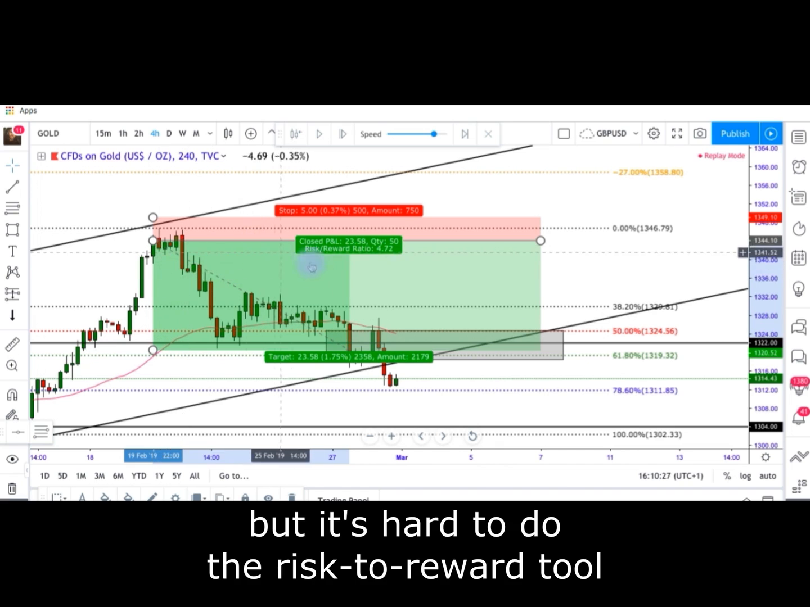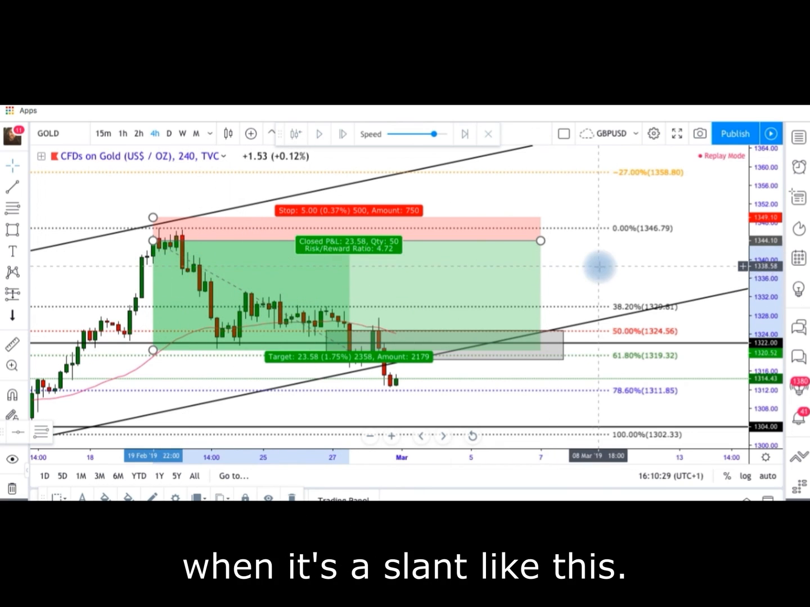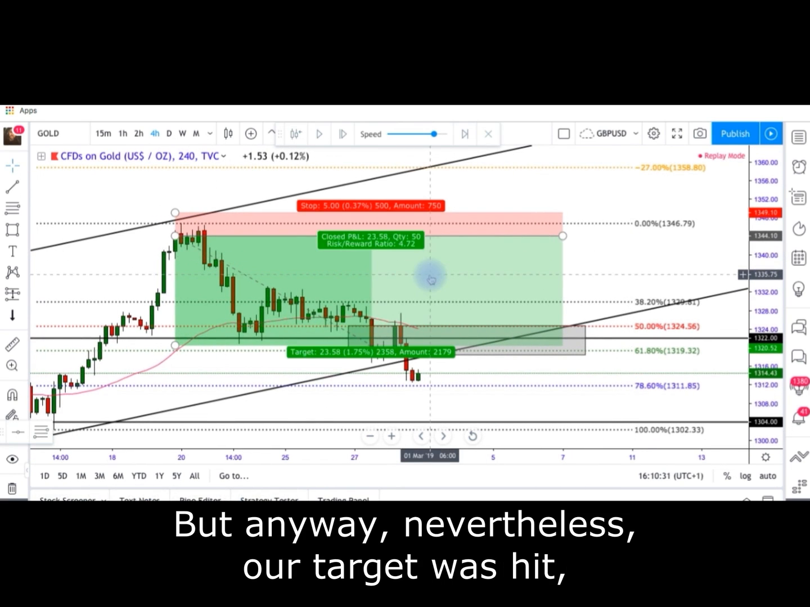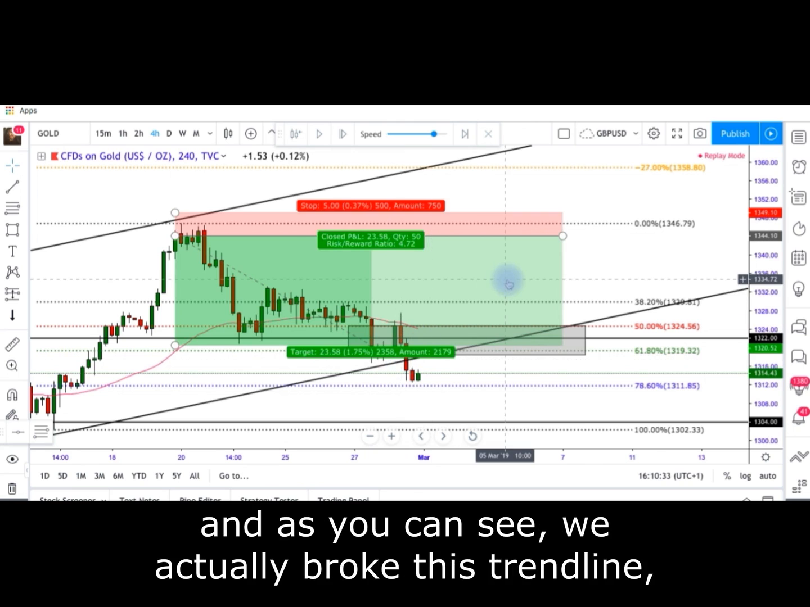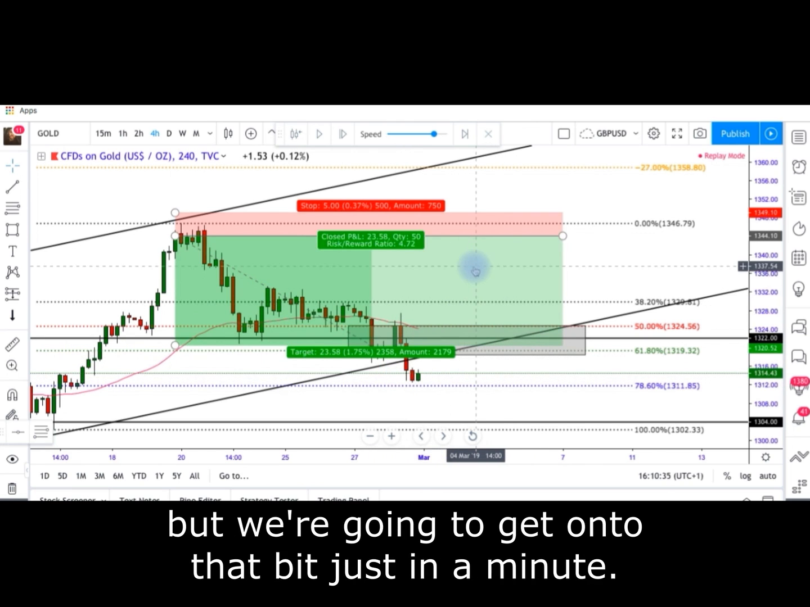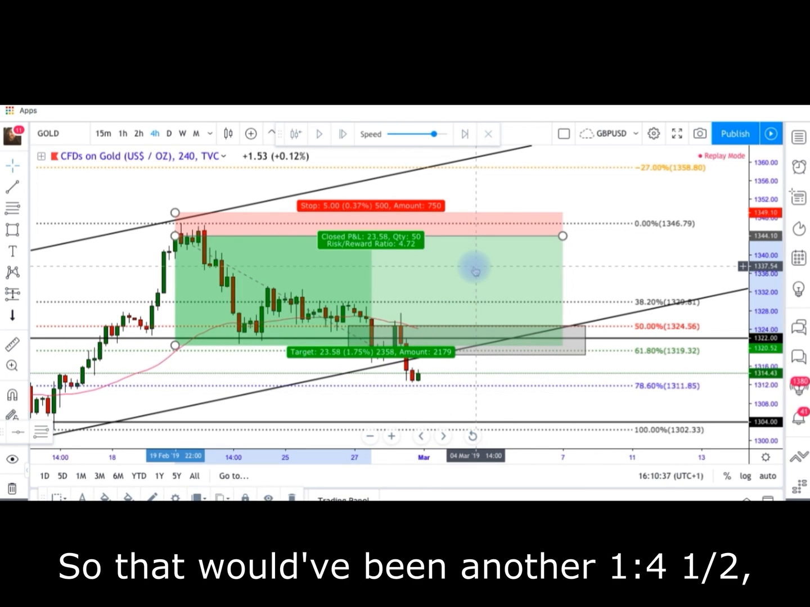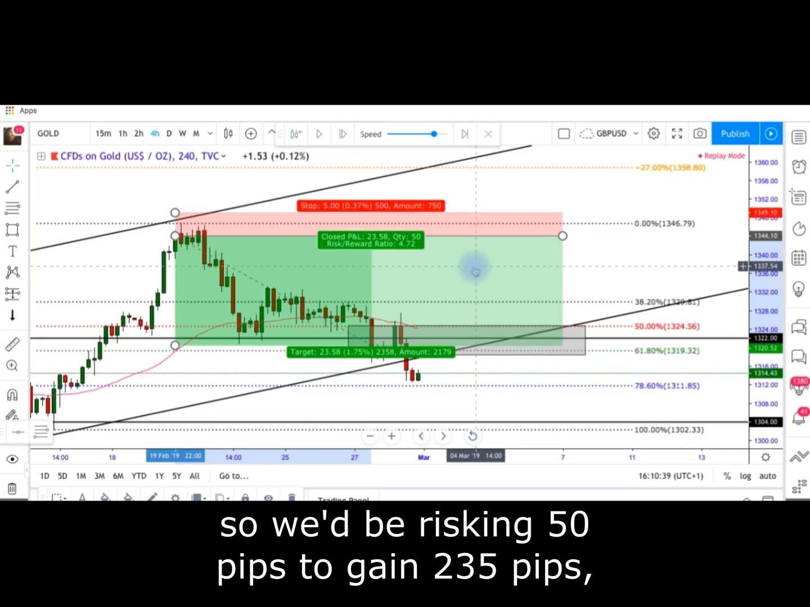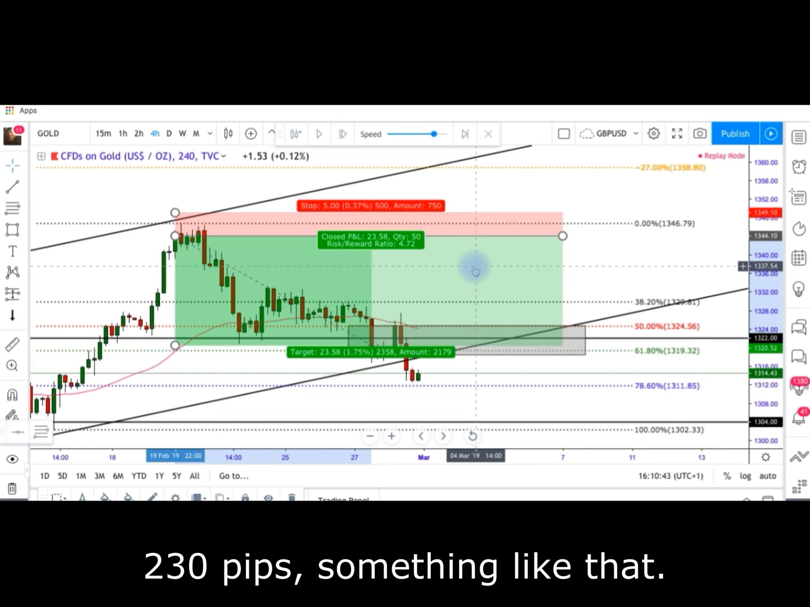But it's hard to do the risk to reward tool when it's at a slant like this. But anyway, nevertheless, our target was hit. Now, as you can see, we actually broke this trend line, but we're going to get onto that bit in a minute. So that would have been another 1 to 4.5. So we'd be risking 50 pips to gain 235 pips, 230 pips, something like that.